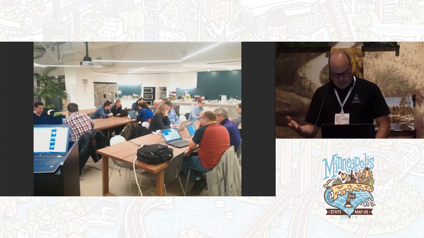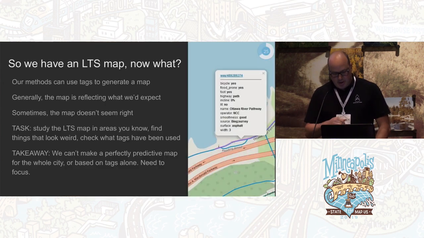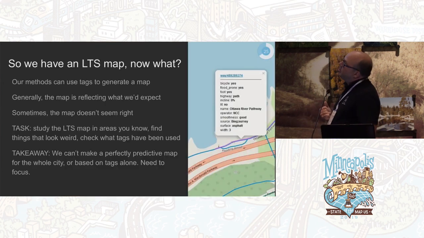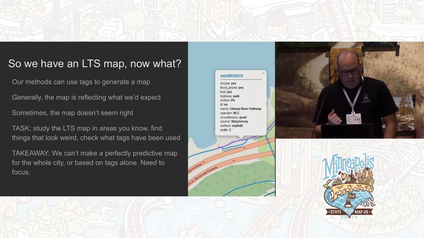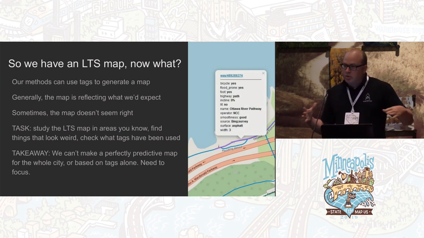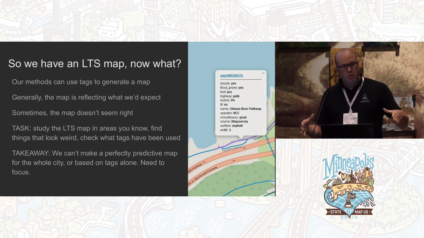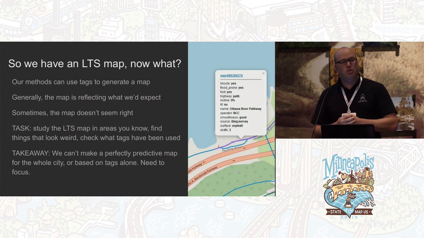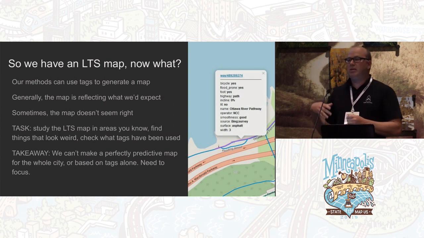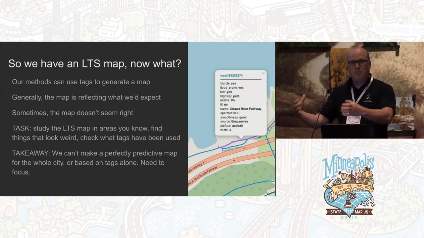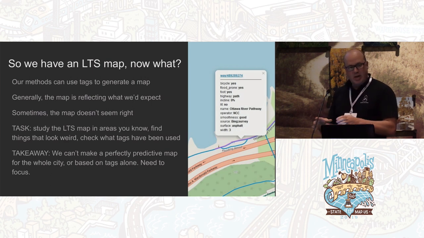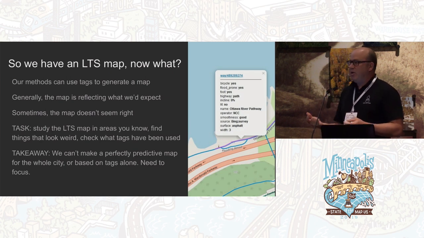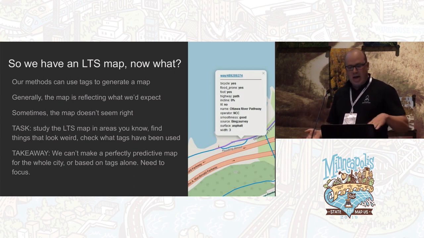Here's one of the mapathons that we did. During this mapathon, this is one of the slides that was presented, which is, hey, we're not perfect. Take the area of the city that you know, and does the LTS that we've presented on the map look correct to you? We gave the local people who know the most the chance to tell us: did we have the right algorithms to assign the tags? Are the tags correct? We could use this as feedback to improve the algorithm.